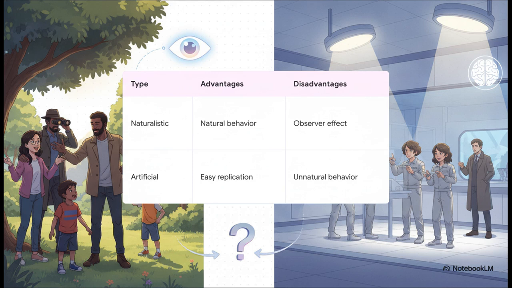Naturalistic observation, like say watching people interact in a public park, gives you this wonderfully realistic picture. But there's a catch. You risk the observer effect, where subjects completely change their behavior just because they know you're watching. Or observer bias, where you basically only see what you expect to see. On the flip side, artificial or controlled observation in a lab gives you brilliant control, making it super easy for others to replicate your work. The trade-off there, the artificial setting might cause unnatural behavior, which can ruin the validity of your study. So, every detective has to choose their stakeout location very wisely.